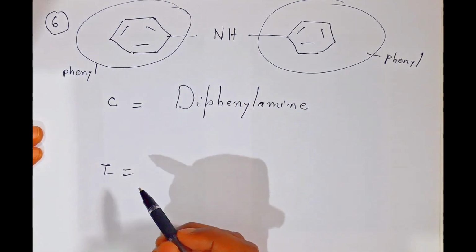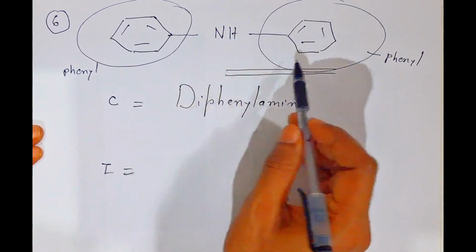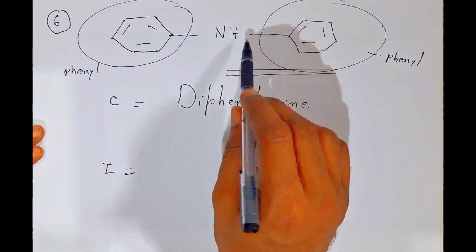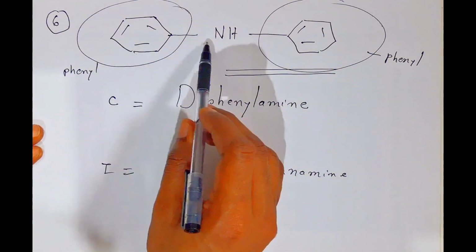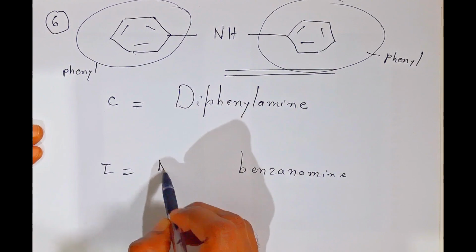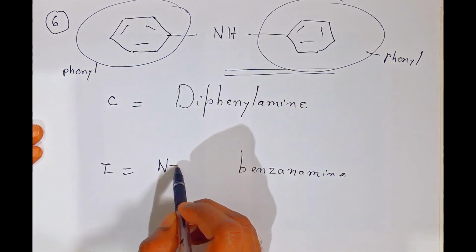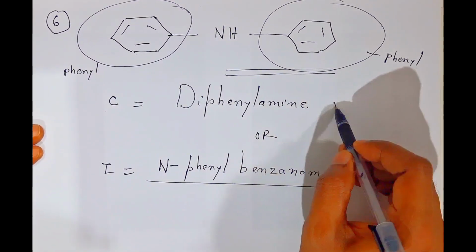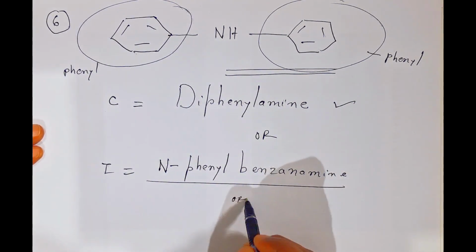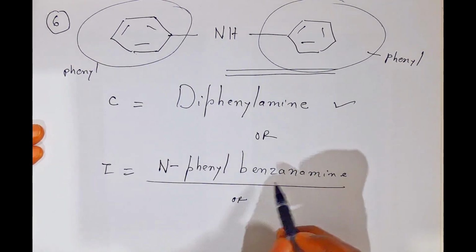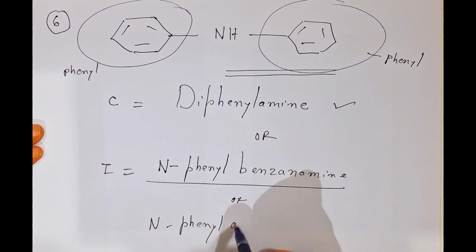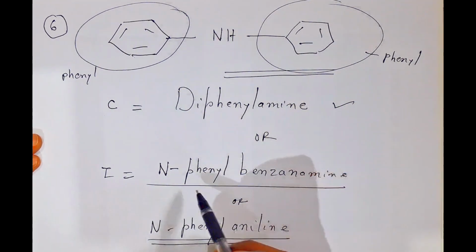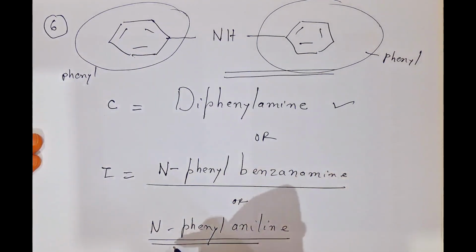What will be the IUPAC name, students? So here you have to select one of the aryl groups. So we call it benzenamine. One of the hydrogens of benzene is replaced by an amino group, so we call it benzenamine. Now here the phenyl group is attached to the nitrogen of this secondary amine, so we call it N-phenyl benzenamine. So diphenylamine is nothing but N-phenyl benzenamine. Students, benzenamine is also called aniline, so it is also called N-phenyl aniline. So there are 3 names for this molecule, students. Diphenylamine is also called in the IUPAC system N-phenyl benzenamine, or you can say N-phenyl aniline.